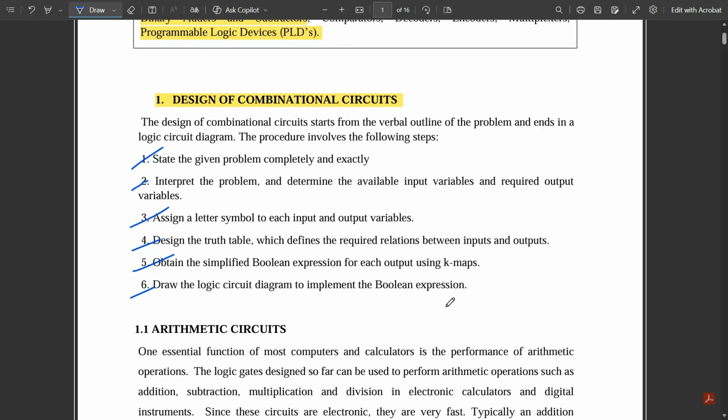Okay, so these are the steps which are applied to construct logic design circuits or logic circuits. These steps are very, very important, so just note it down.